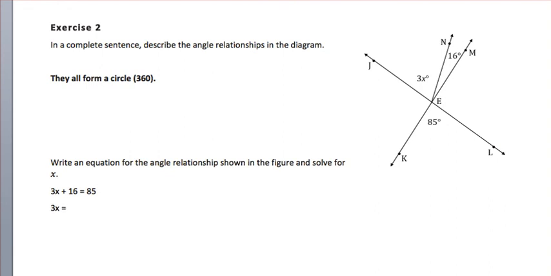Then in our solution, we find that 3x is equal to 69. And if we divide by 3, we get 23. So the value of x is 23. But this angle here, which is 3 times x, would be 69.